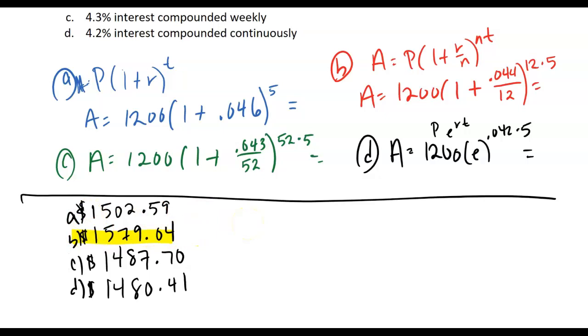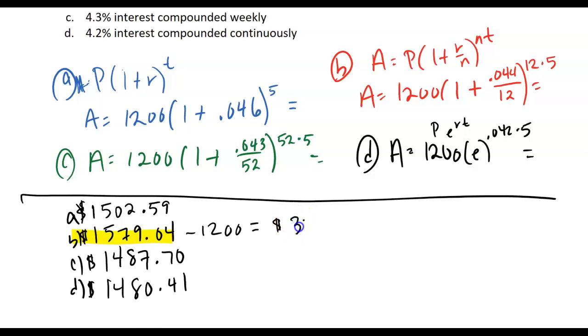Just be careful because if somebody says, well, how much did you make? We didn't make $1,500, okay? What we made was $1,579.04 minus $1,200 because that's what we originally started with. So if you want to see what your total earnings are on the best account, you would need to subtract that. So minus $1,200. Just to see how much you made.